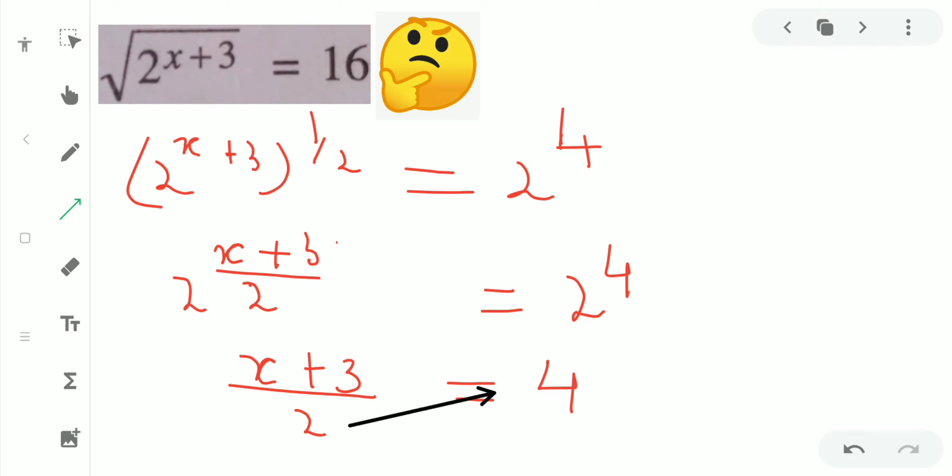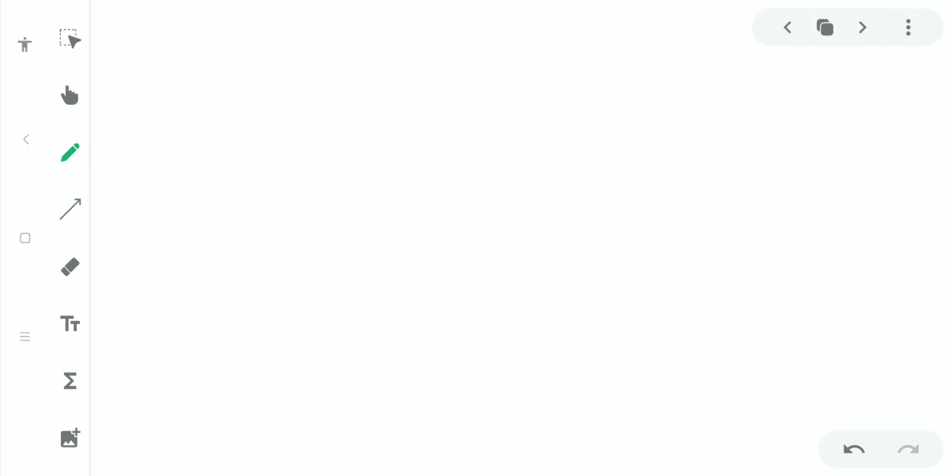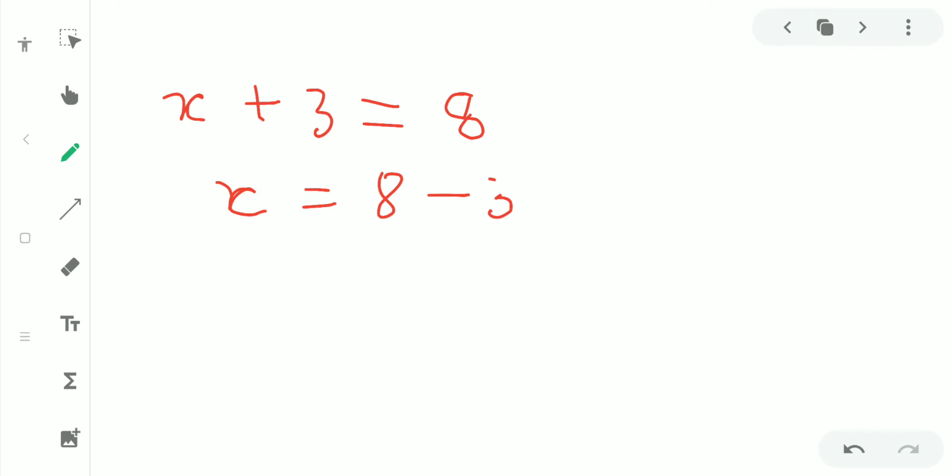I will transpose 2 onto the RHS. You will get x plus 3 is equal to 4 multiplied with 2, nothing but 8. So x plus 3 is equal to 8. On transposing 3 onto the RHS, you will get x is equal to 8 minus 3, which is equal to 5. Therefore, x is equal to 5.